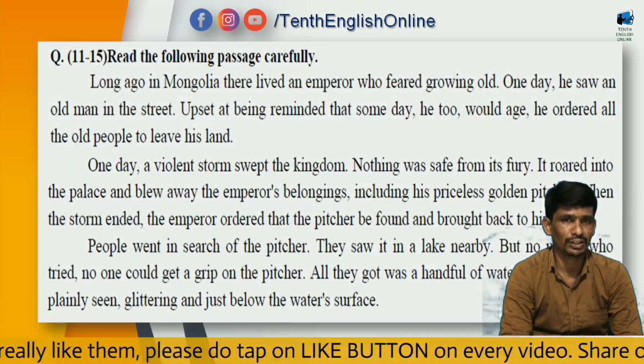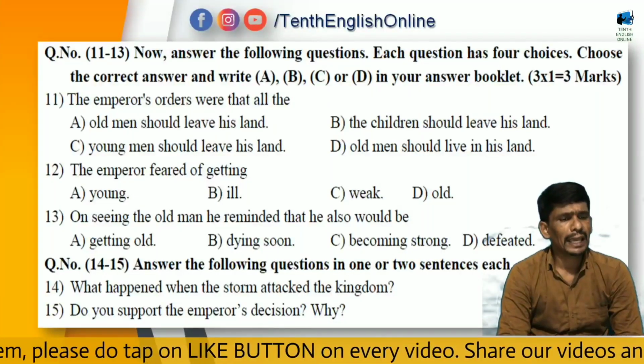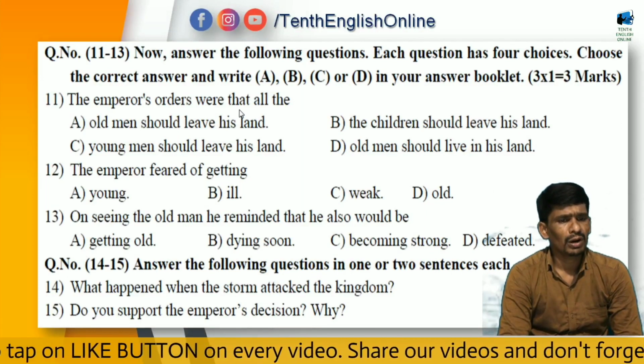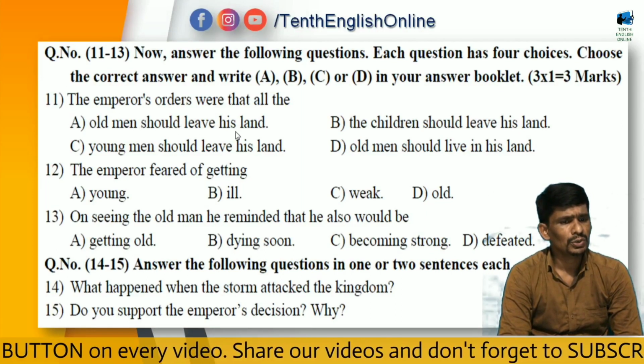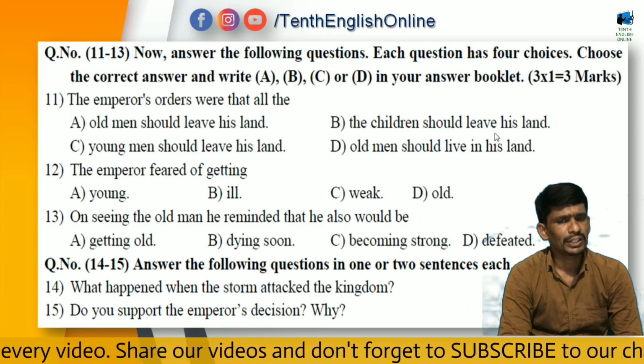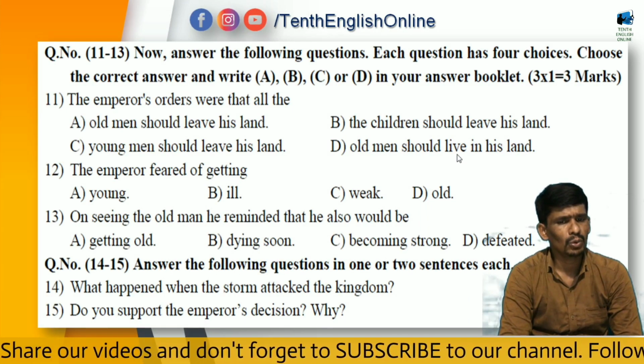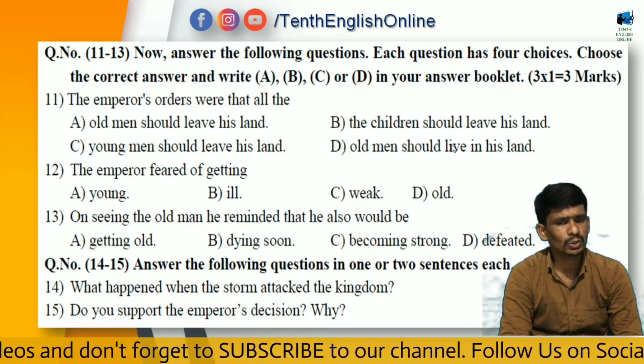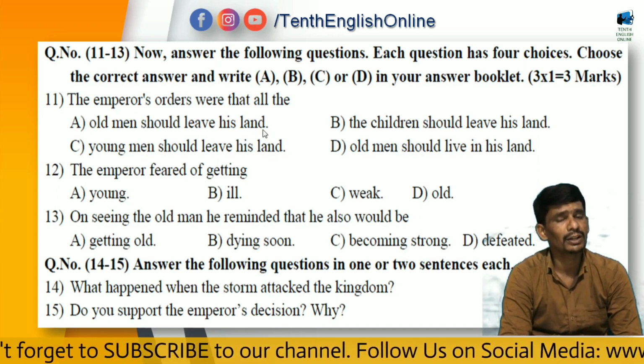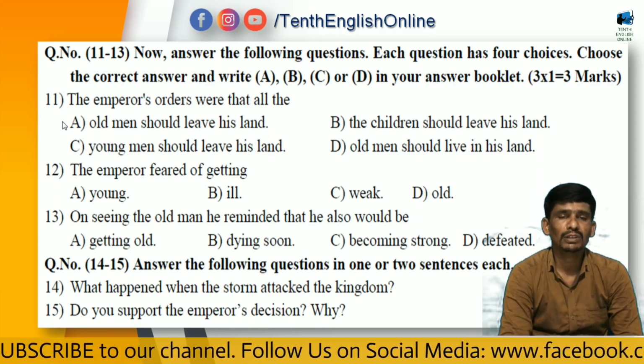Try to understand that. So the emperor's orders were that all the old men should leave his country. Not the children, not the young men, but the old men should leave. So the 11th one is A.